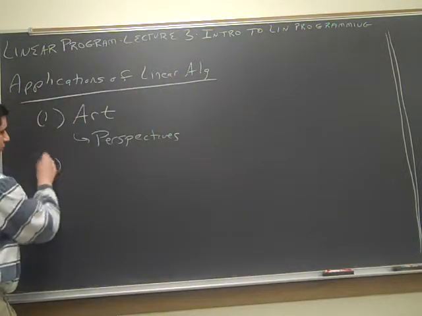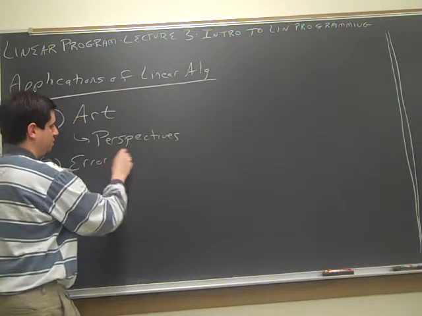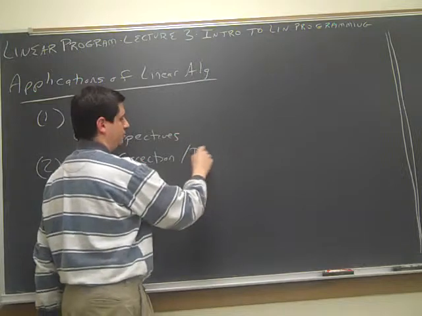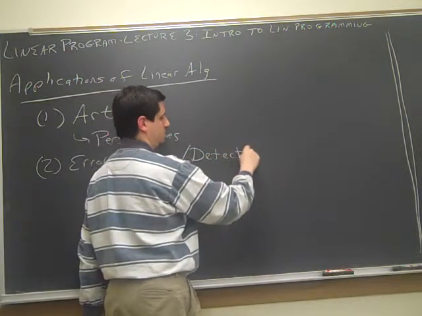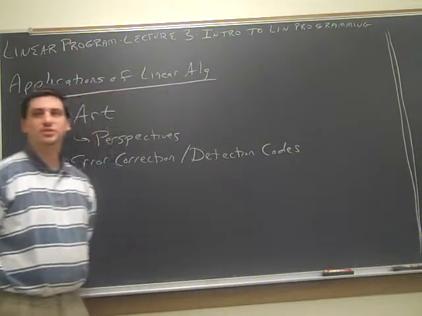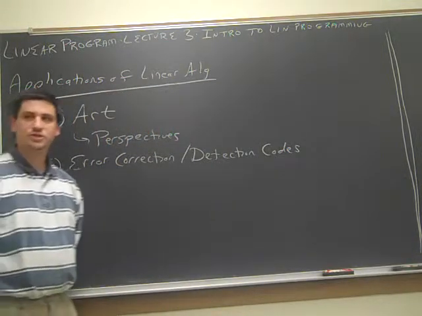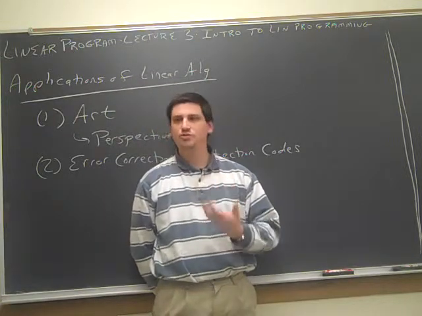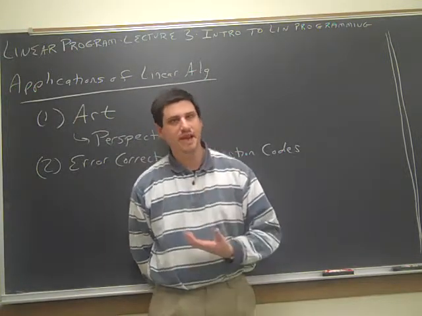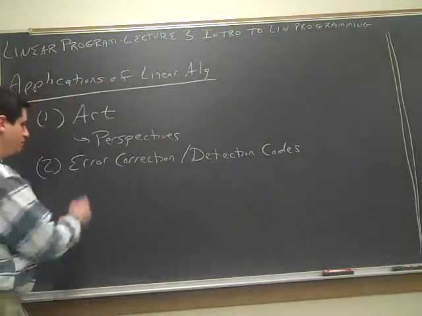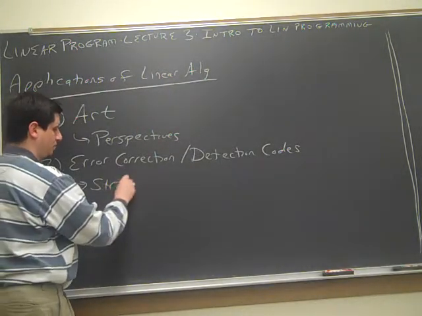A second application is error correction and detection codes. I'm not going to go into too much detail on these subjects. I just want you to have a sense of where else you could go in linear algebra. One of the big things is you want to be able to transmit information fast and efficiently from one place to another. And we typically send information with strings of zeros and ones.